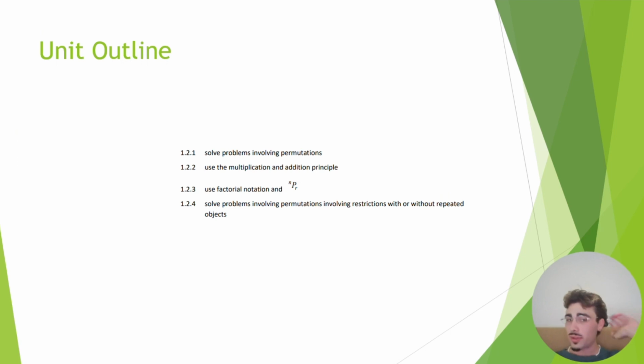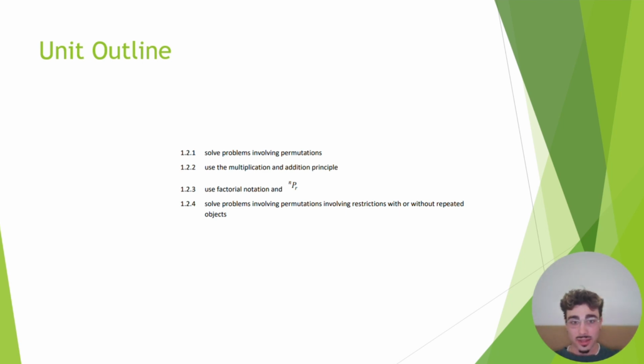So in terms of the unit outline, the first thing we want to do is be able to solve problems involving permutations, and to do that the first thing I want to introduce you to is the multiplication and addition principle. So that's the first thing I'm going to go over, and after that I'm going to go over the notation that you use, factorial notation, and NPR, and I will then also go over slightly more complex permutations questions, which involve restrictions with or without repeated objects.